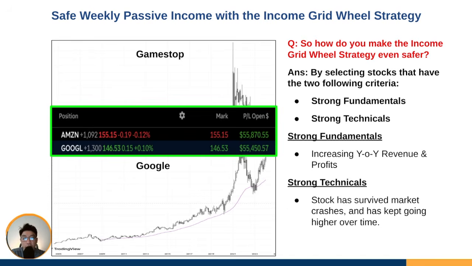Now, the other stock that also fits into these two criteria about having strong fundamentals and strong technicals is Amazon, right? Amazon, I think, is also pretty good. So as and when, sometimes I will add some shares ad hoc as well as do the income grid wheel strategy. Now, again, this is not a recommendation for you to go and do the income grid wheel strategy on these two stocks. This is basically just what I did. And I also created a video on Amazon as well, where I show you exactly how I did the income grid wheel strategy on Amazon.